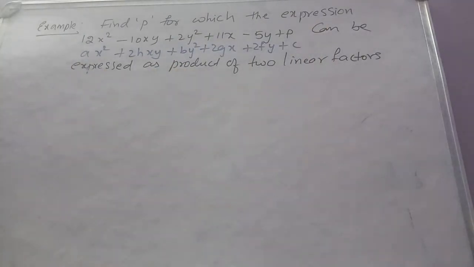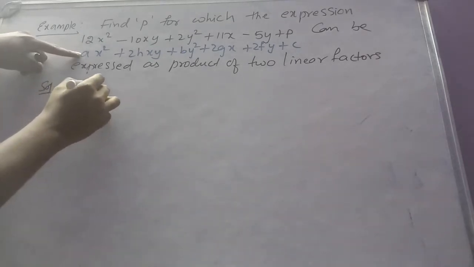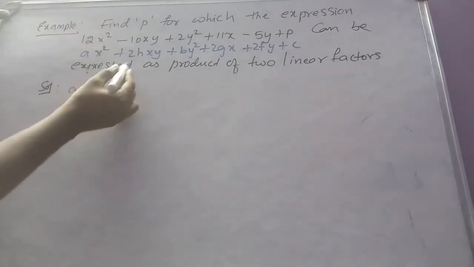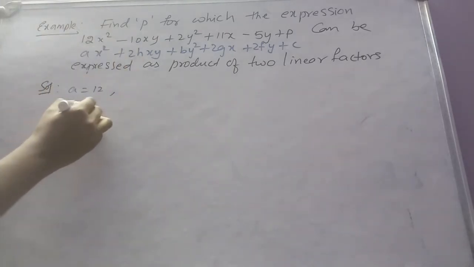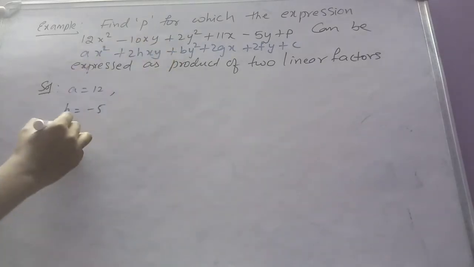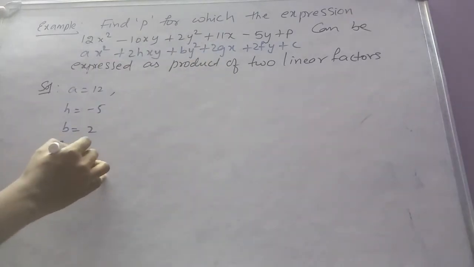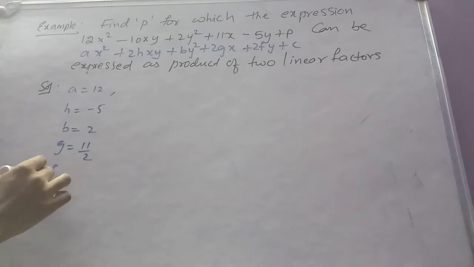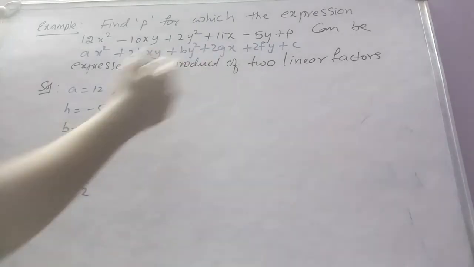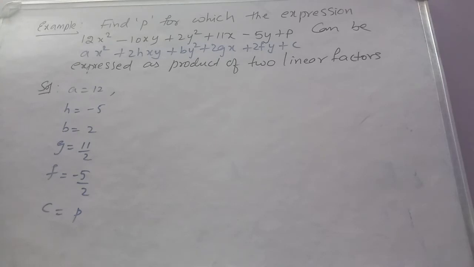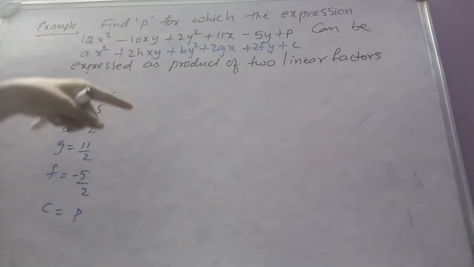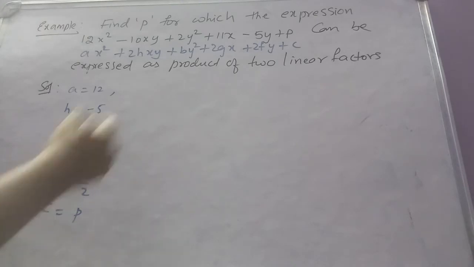Actually the question is like this. Okay, anyhow, now you can say what is the values of the constants. A is equal to 12, 2h is equal to minus 10, therefore h is equal to minus 5, b is equal to 2, and after that 2g is equal to 11, therefore g is equal to 11 by 2, and 2f is equal to minus 5, therefore f is equal to minus 5 by 2, and the constant c is equal to p. And if I want to write this into the product of two linear factors, then this condition must be satisfied.